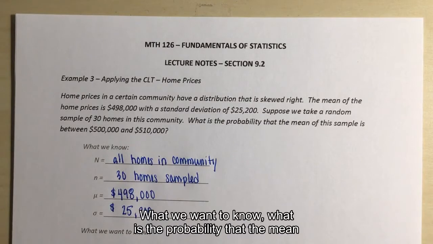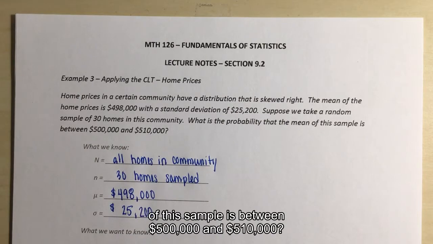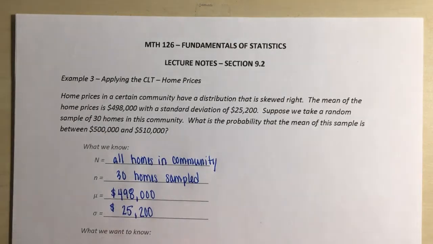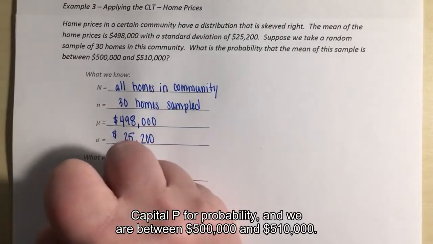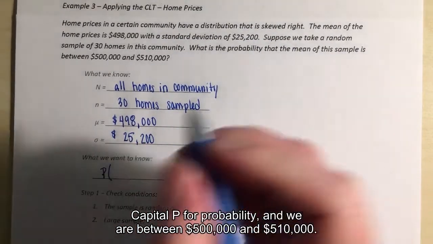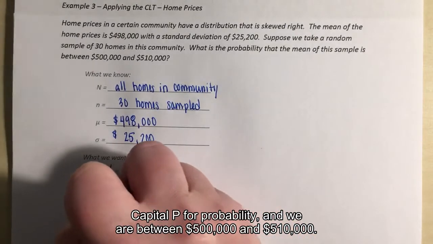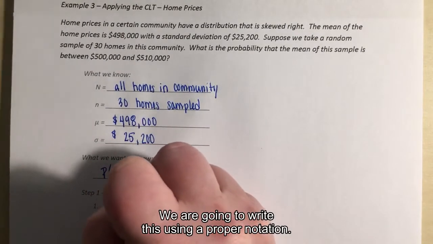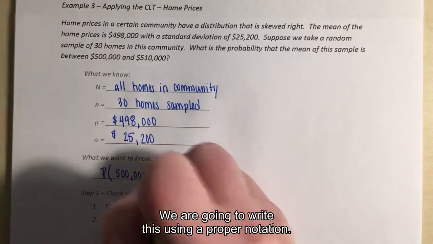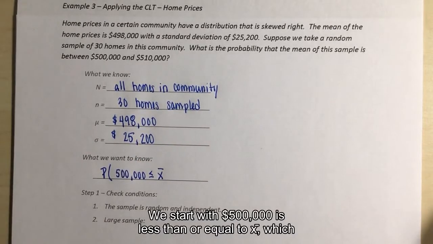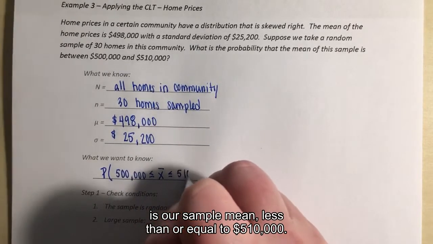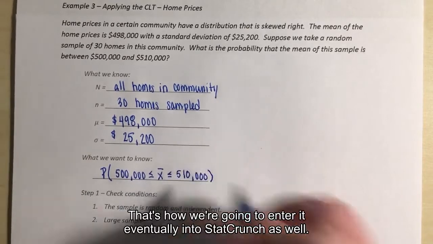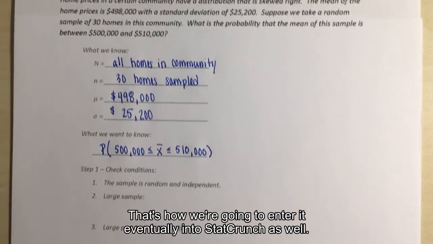What we want to know: what is the probability that the mean of the sample is between 500,000 and 510,000? So again, using our notation that we used previously, our capital P for probability, and we are between 500,000 and 510,000. So we're going to write this using proper notation. We start with 500,000 is less than or equal to x bar, which is our sample mean, less than or equal to 510,000. And that's how we're going to enter it eventually into StatCrunch as well.